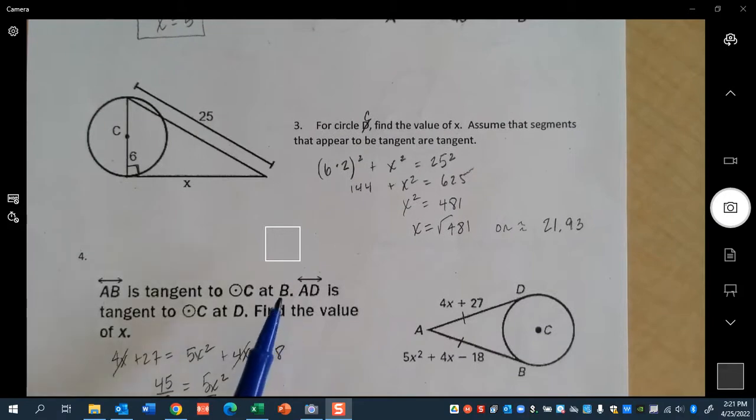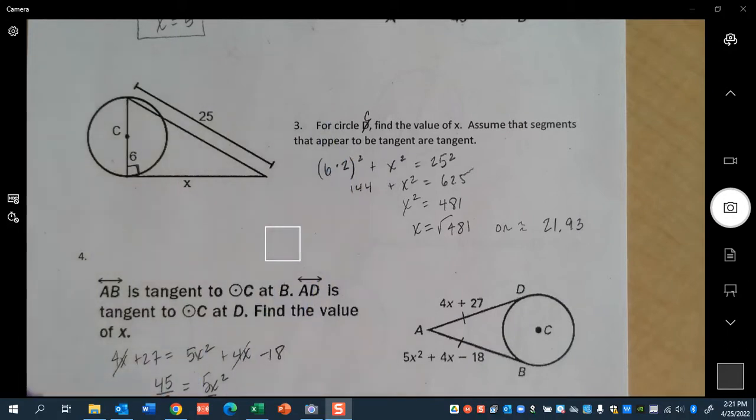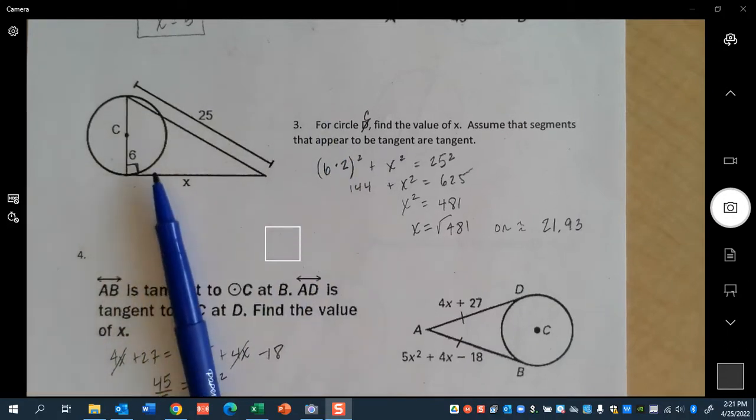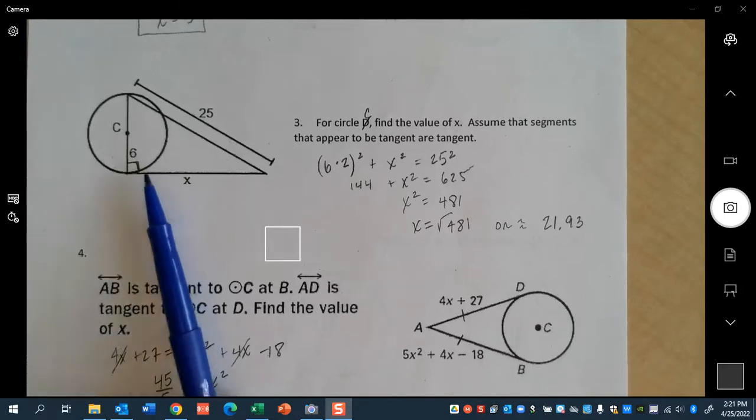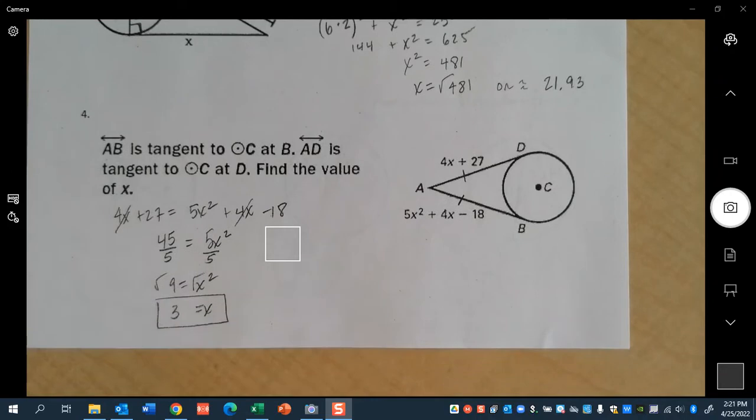And number 3, I don't know why we called it circle D. It's circle C. Hey, if you're taking the Quizzer test and you're not sure whether a numerical value represents the radius or the diameter, ask for clarification. Because we want to make sure for this one, this was the radius. So double this is the diameter, that's 12. 12 squared plus x squared is 25 squared. And then I solve for x. It's tangent, I set them equal to each other, I solve, we're good to go.